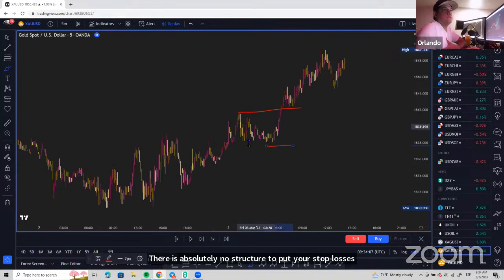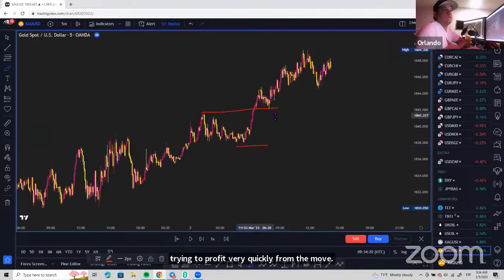And weak players in the market are never going to put a stop loss this wide when they are trying to profit very quickly from the move. So they're going to put their stop losses on a level that makes absolutely no sense. So that is liquidity, right? So I look at that.